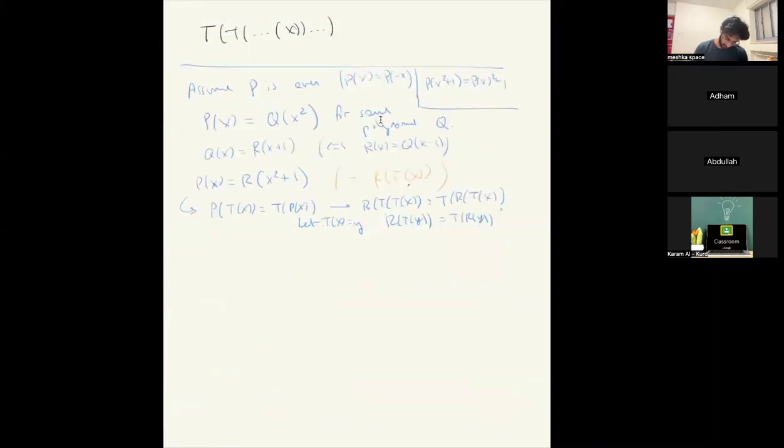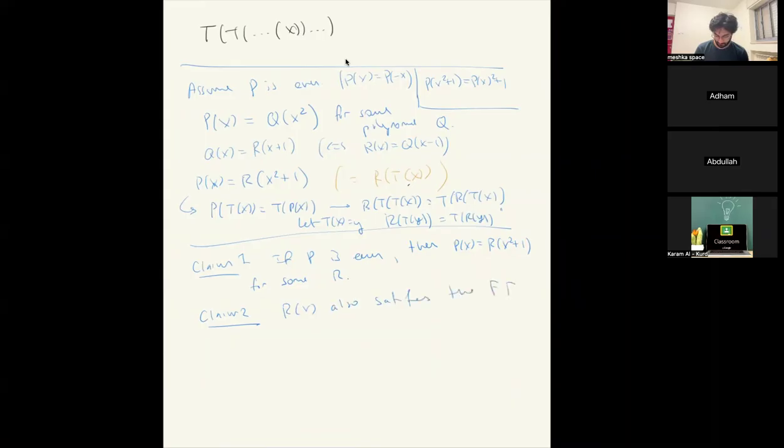Let's state the claim. So claim 1: if P is even, then P of x equals R of x squared plus 1 for some polynomial R. And then claim 2 is that R of x also satisfies the functional equation. Okay, so are these two claims okay? Do people understand?